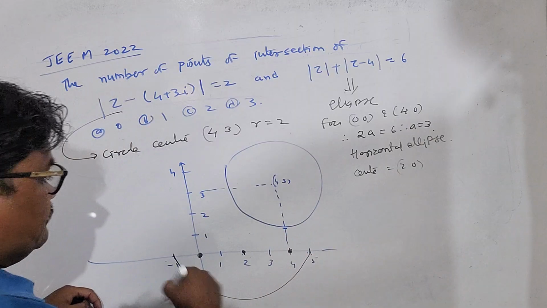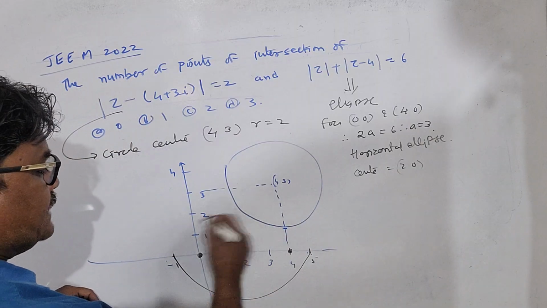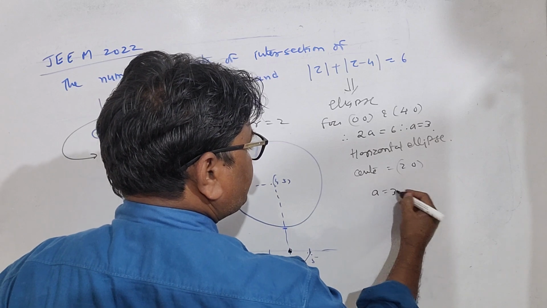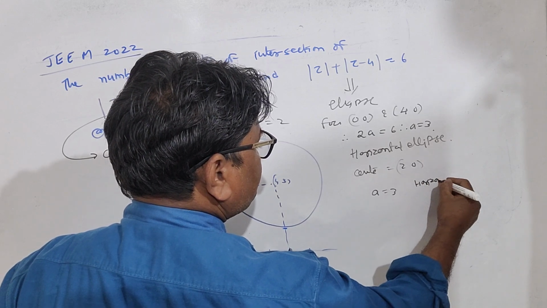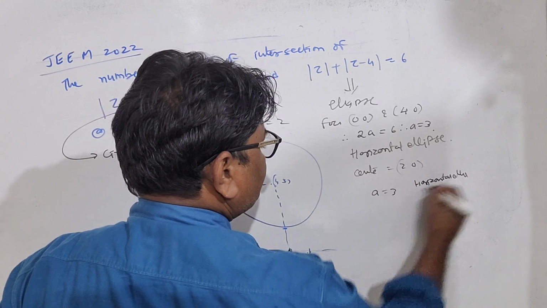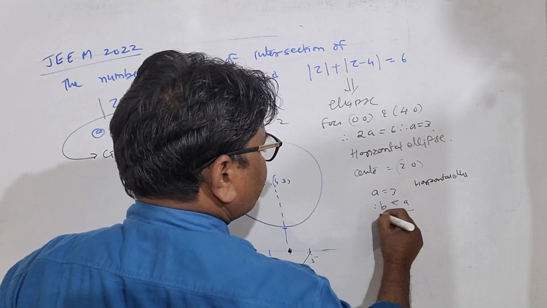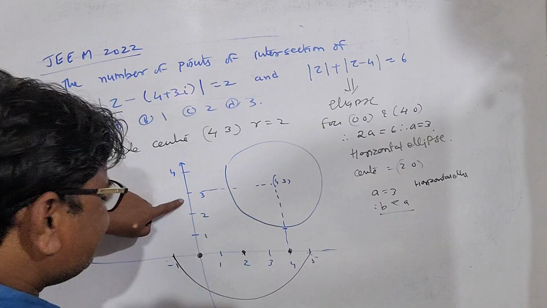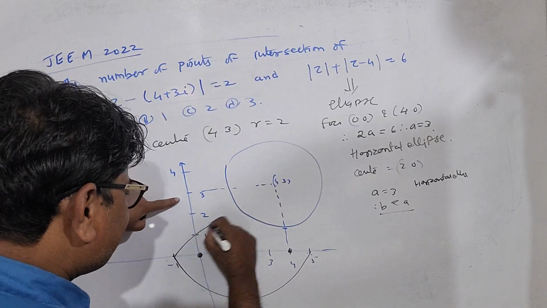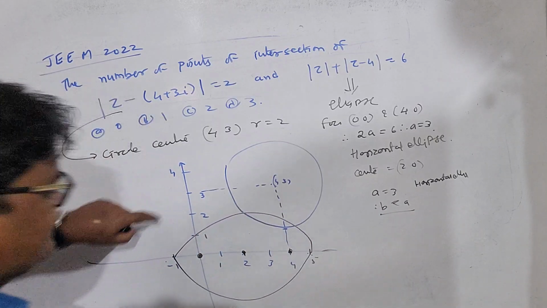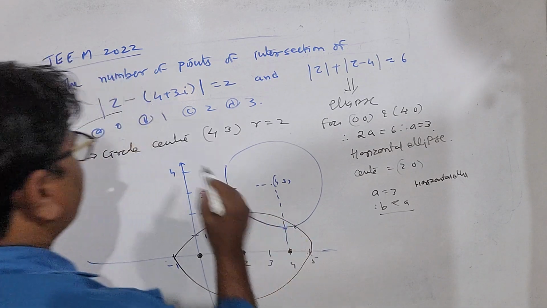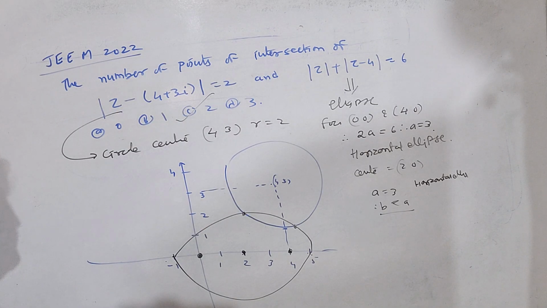Now the next point. See here 2a is equal to 6 and it is a horizontal ellipse. So therefore b must be less than a, that is b must be less than 3. So therefore this is something like that. Correct? So how many times does it intersect? It intersects 2 times. Therefore the number of points of intersection is 2.